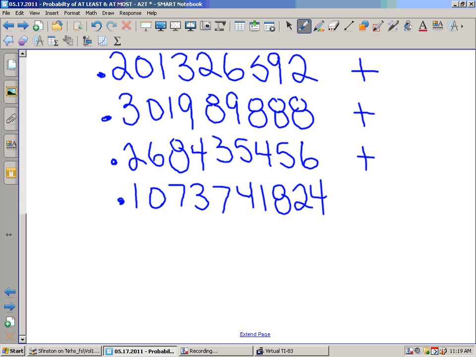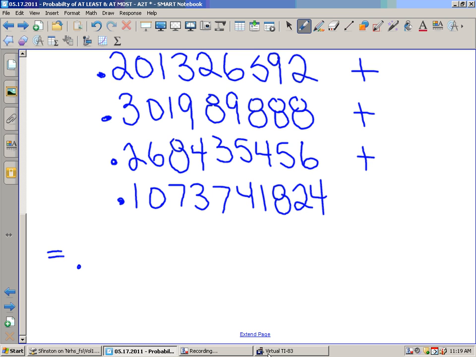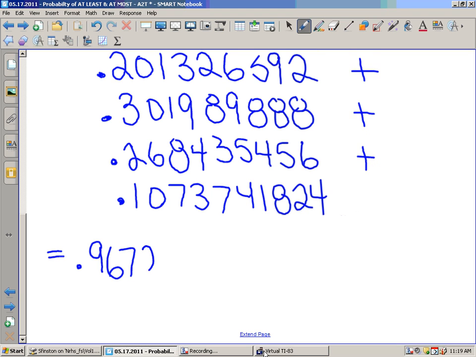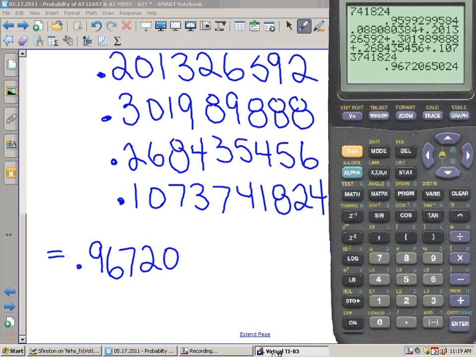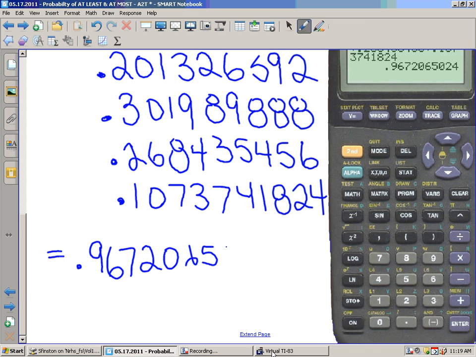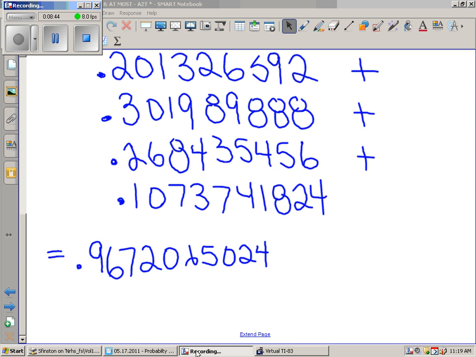We're going to show you another way to enter it in, and you might like that better, but this is one way. 0.967, what is it? 0.967 20 65 024. That's it. That is it.